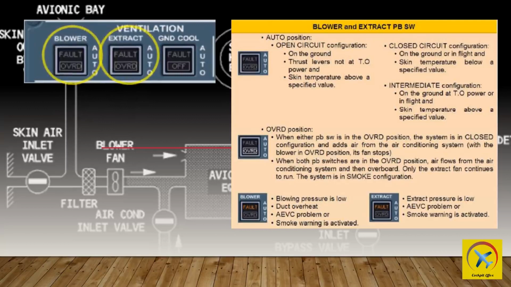A fault light appears on the blower push button switch if the blower pressure is low, or there is a duct overheat, or the smoke warning is activated, or there is another avionics equipment ventilation computer problem. A fault light appears on the extract push button switch if the extract pressure is low, or the smoke warning is activated, or there is another avionics equipment ventilation computer problem.